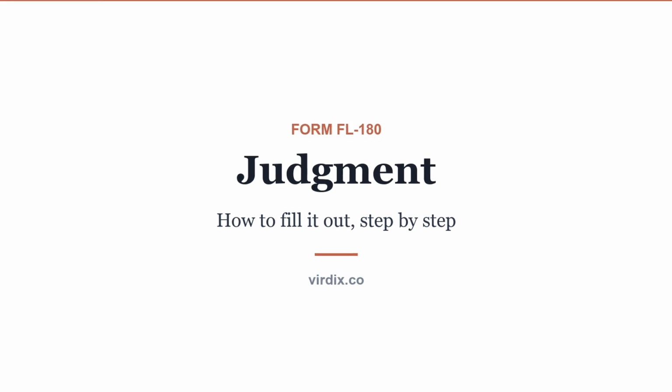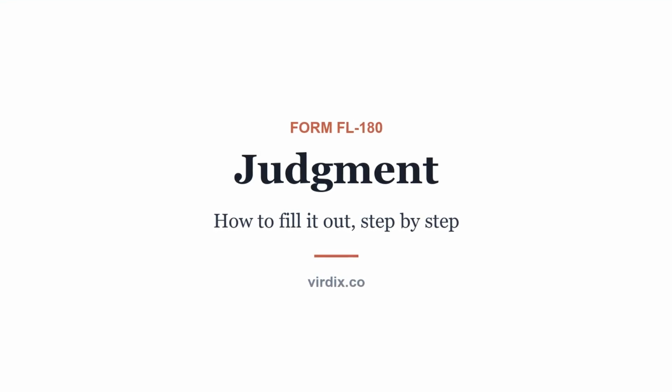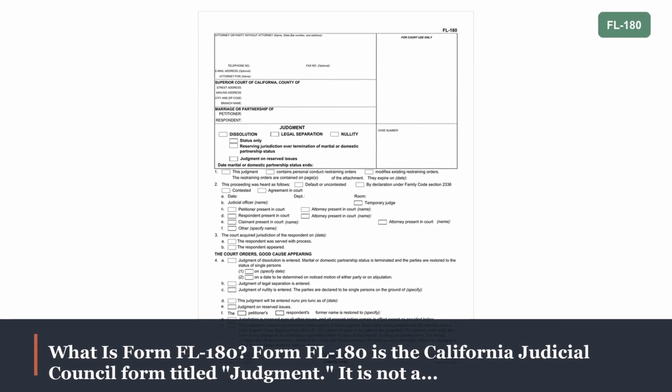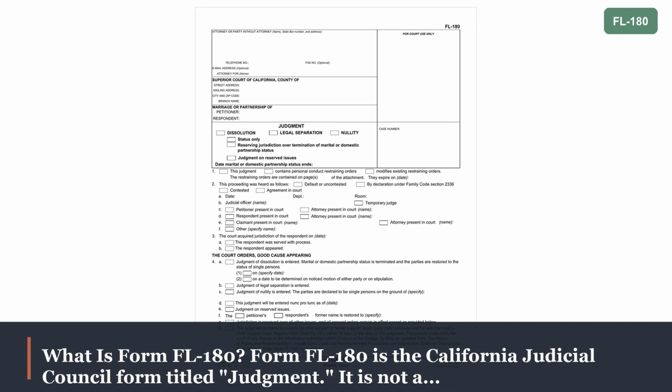A section-by-section walkthrough of California Form FL-180, the judgment that formally ends a marriage or domestic partnership, including the required attachments, the mandatory waiting period, and common mistakes to avoid. What is Form FL-180? Form FL-180 is the California Judicial Council form titled Judgment. It is not a request, like the petition, FL-100, or response, FL-120. It is the document a judge reviews and signs to officially resolve the case. Once signed, FL-180 becomes the court's final word on your case.